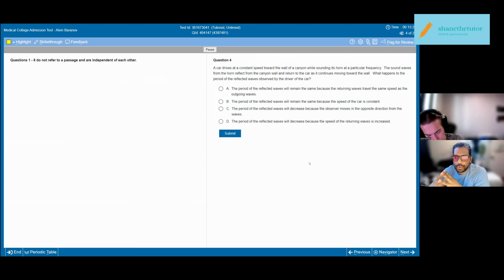All right, so let's see if we can visualize it. A car drives at a constant speed toward the wall of some canyon while it sounds a horn at some frequency. The sound waves reflect from the canyon wall and return to the car as it continues moving towards the wall. So what happens to the period of the reflected waves? We're only considering the reflected waves observed by the driver of the car. So how would you approach this?